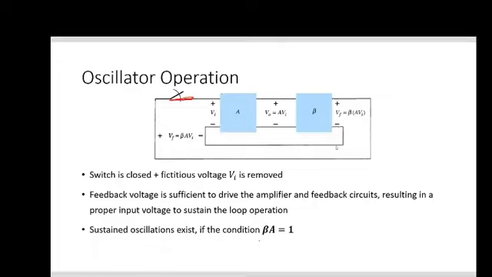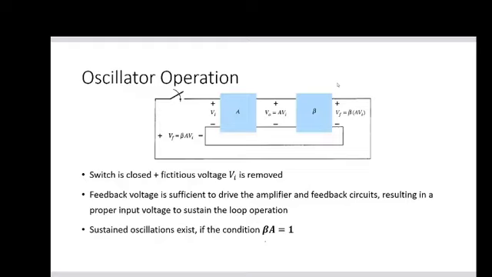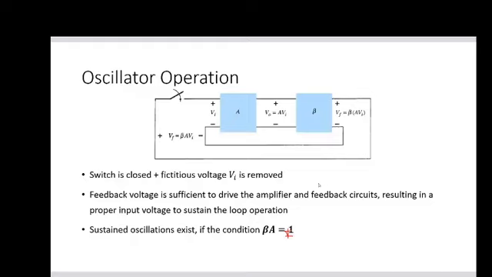Beta A is equal to 1 means there are two conditions. One is the amplitude, meaning magnitude, of A beta should be equal to 1. And the phase of beta A should be equal to 0 degree or multiples of 360 degree. Then only we will have beta A equal to +1. We have a +1 here, so the angle should be 0 degree or multiples of 360 degree. This is the loop gain angle to have sustained oscillations.